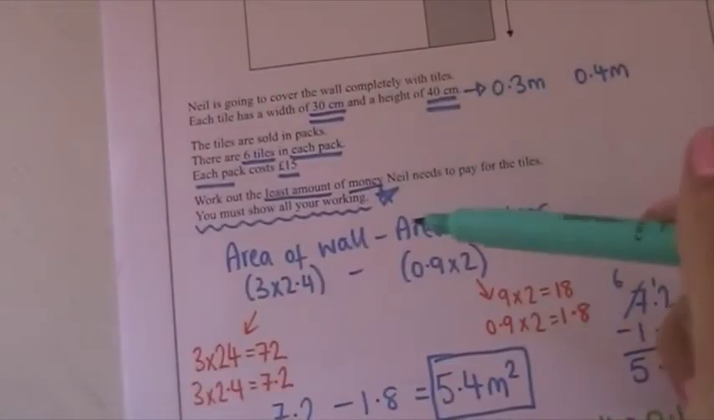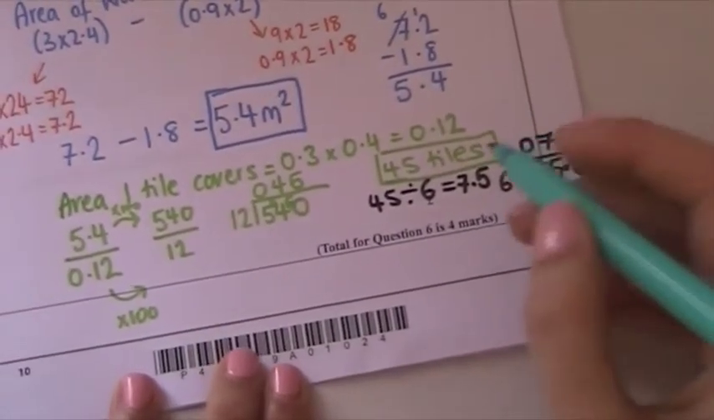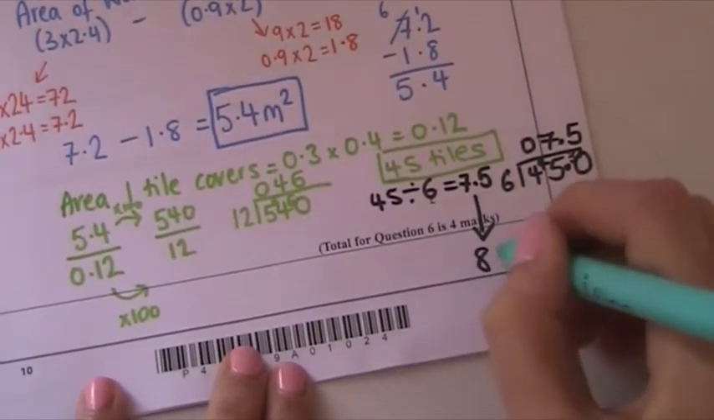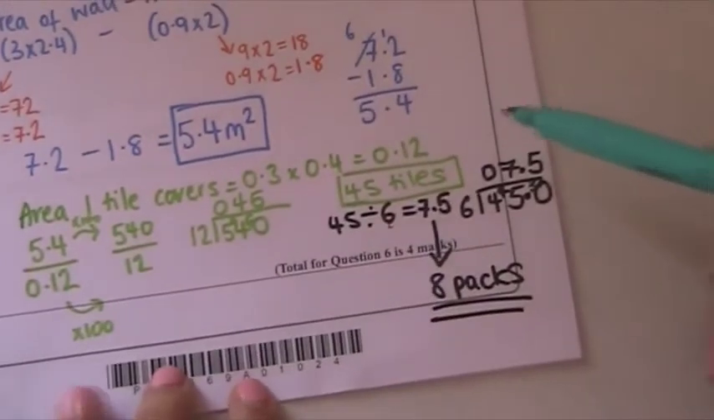Now the question says, what's the least amount of money Neil needs to pay? Now we can't buy 0.5 or half of a pack. So if we round 7.5 up, that must mean that the least amount he will buy is 8 packs, and he'll have a spare half pack or 3 tiles left over.